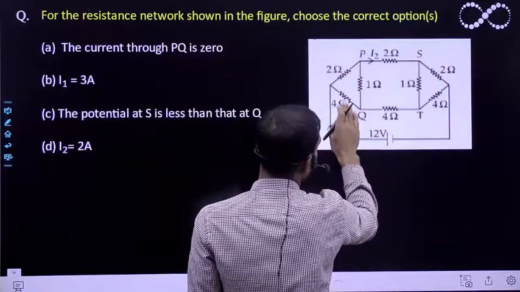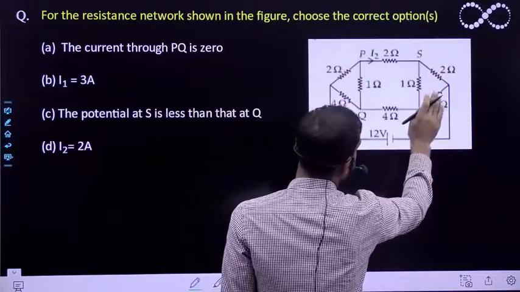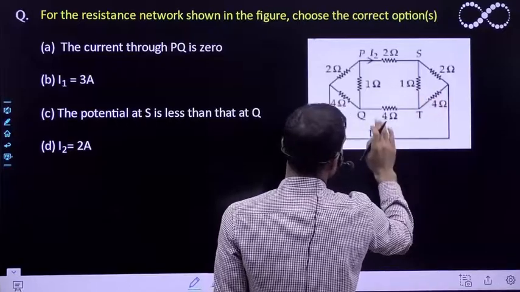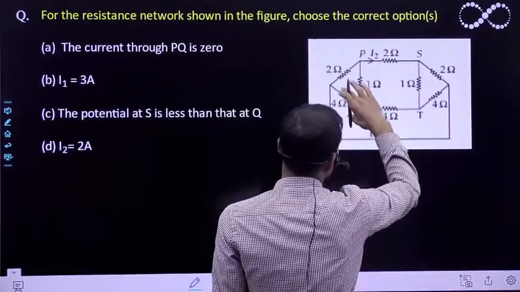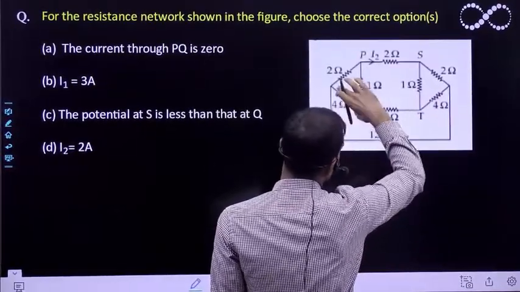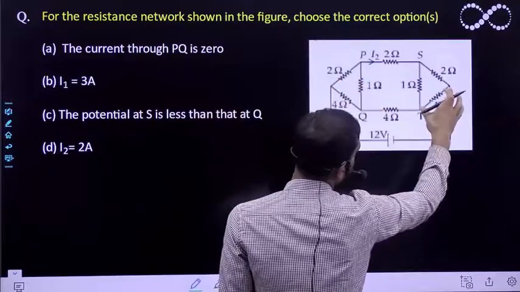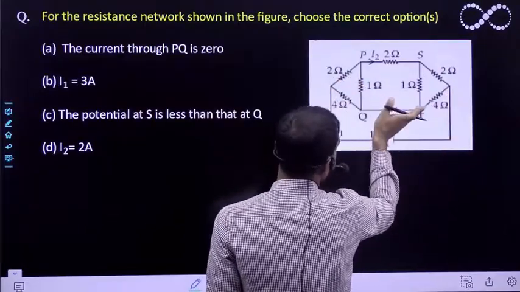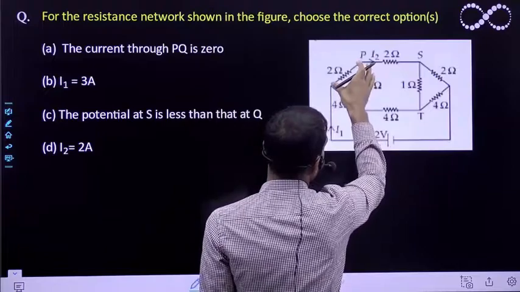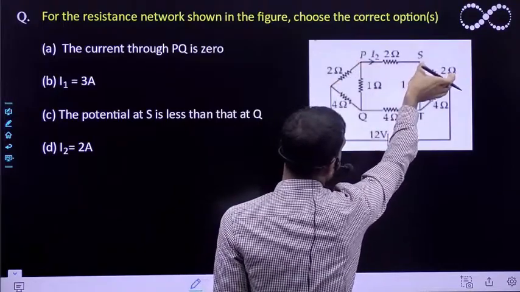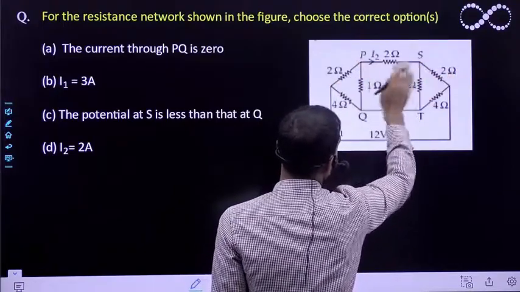Similarly, I can say the current in this 4 ohm and the current in this 4 ohm will also be same because both are symmetrical. So if the current is same and the resistance is same, the potential difference across this and the potential difference across this will also be same. And the same can be said here also, because the current is same and resistance is same.